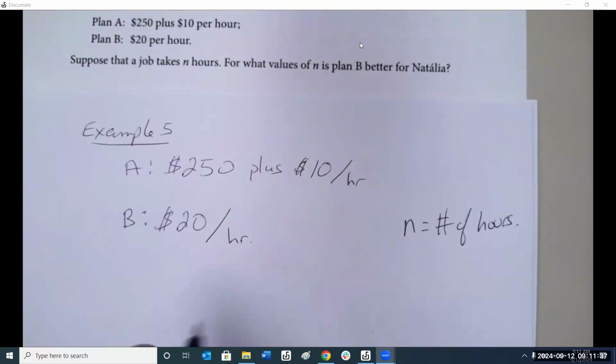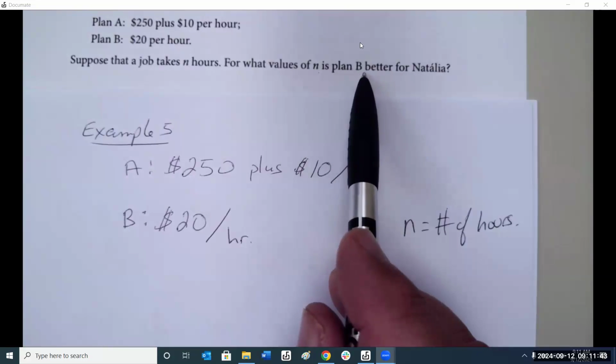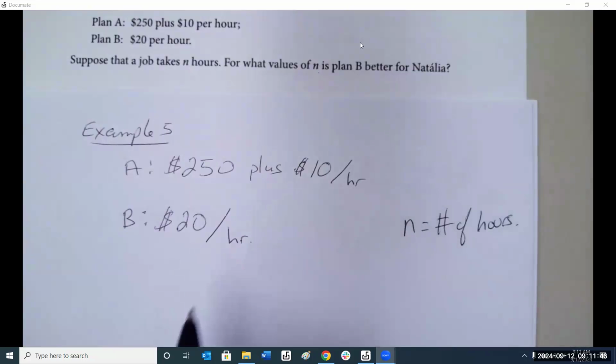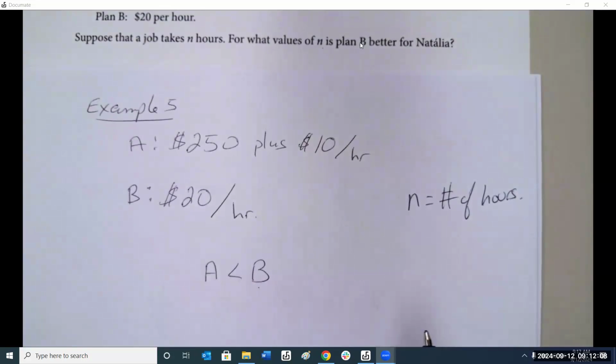Let's hold on there. Okay, yeah. For which n is B better? So in other words, which plan would give us more money? Does B get more money than A? In other words, what this says, A is less than B. What you could do is set them equal to each other first and see at what point they break even, and then see which one is better with one more number added to it. That's one way you can do it.